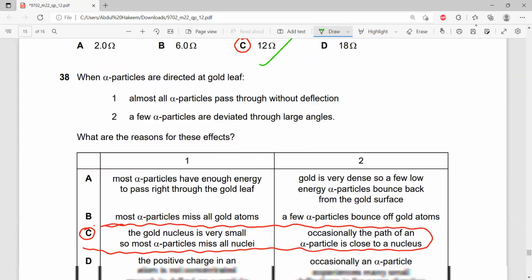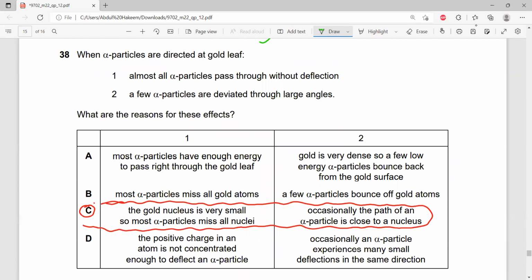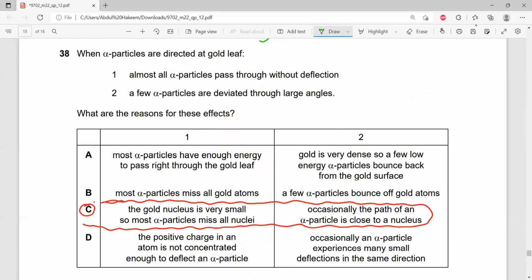Now move to the next one. When alpha particles are directed at gold leaf, number one, almost all alpha particles pass through without deflection. It means most part of the atom is empty space. Only the central part is dense, which is called the nucleus. So here the gold nucleus is very small, so most of the alpha particles miss all the nuclei. The central part is very small and dense.